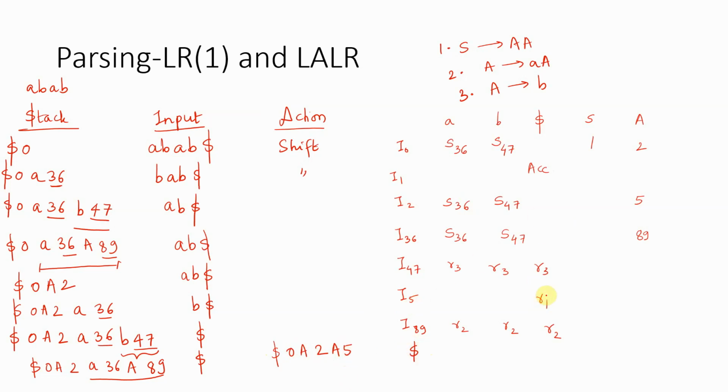Then 5 on dollar. 5 on dollar is R1. R1 is this production. How many symbols are there on the right hand side? There are 2 symbols. Pop off twice the number of symbols, that is we will have to pop 4 symbols, and in place of those symbols we will write this non-terminal S. Okay, so 1, 2, 3, 4, and then place the non-terminal symbol S. Immediately check for the entry of 0 on capital S. 0 on capital S is 1. What is left in input? It is dollar. And then check for the entry of 1 on dollar. 1 on dollar is X.